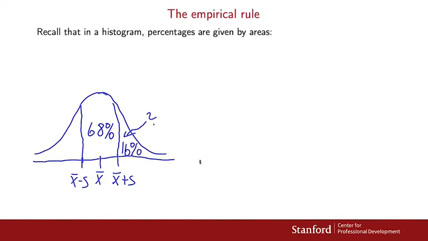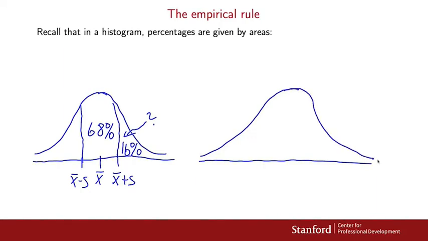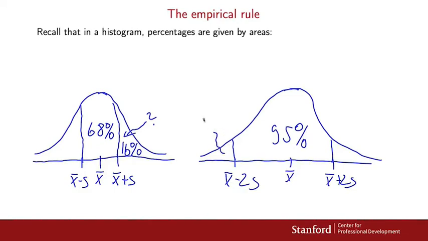Now let's look at the second part of the empirical rule. The second part talks about going 2 standard deviations in each direction. So here's my mean. Here's the mean plus 2 standard deviations. And here's the mean minus 2 standard deviations. And then I know that 95% of the data fall between these two numbers. So that leaves me 5% outside, and in particular I get 2.5% on each side.